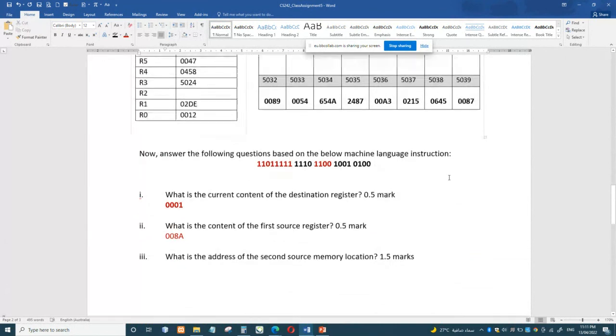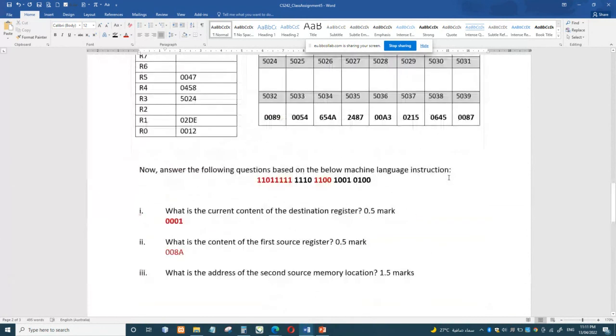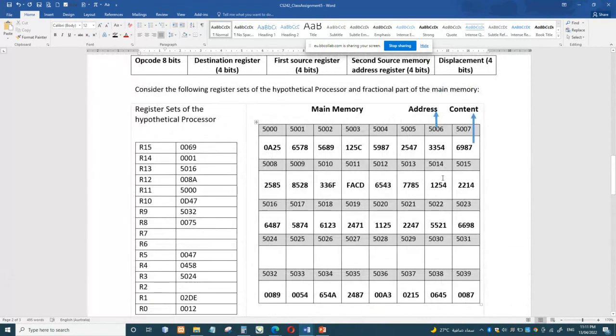Why are we adding the displacement? That is the addressing mode. The addressing mode tells us that your effective address is calculated based on the source memory address register value, which is your base address register value, plus the displacement. That is your effective address, while your actual value is stored there.